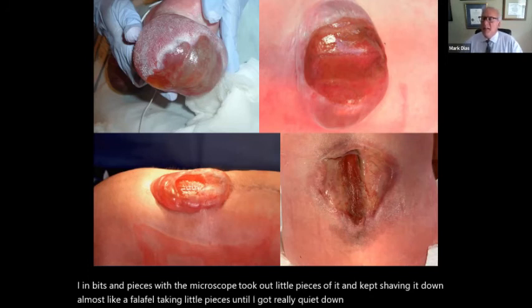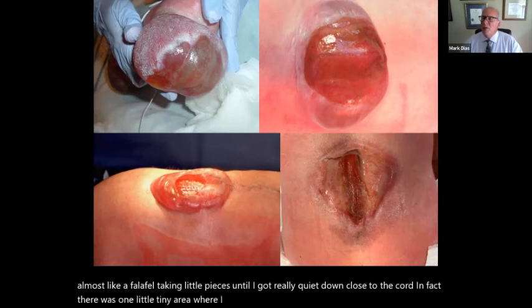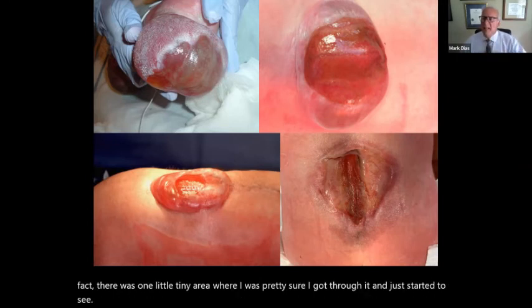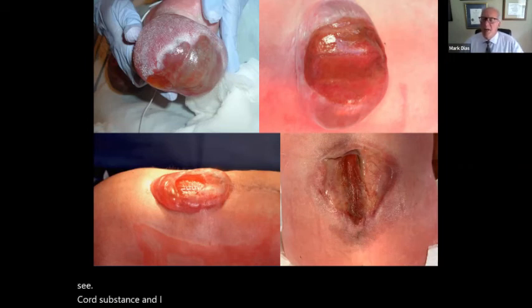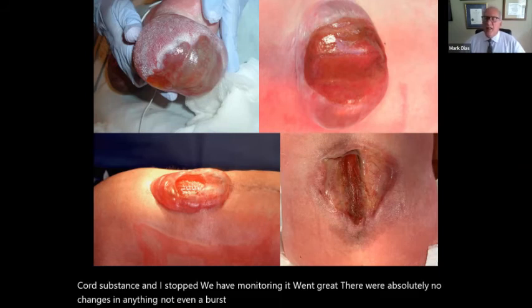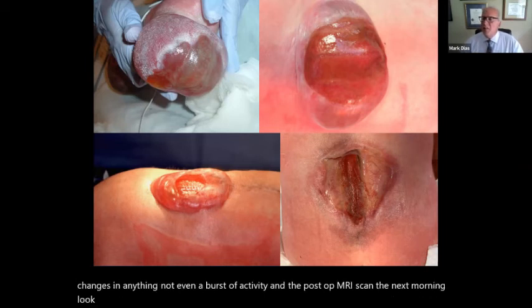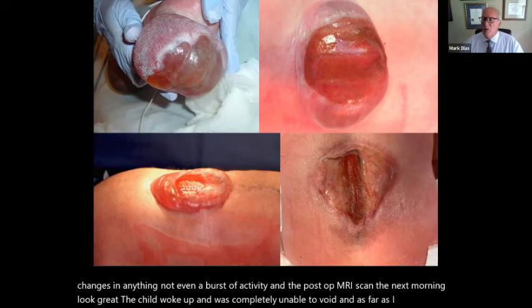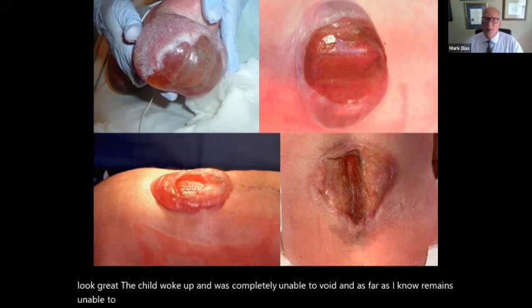In fact, there was one little tiny area where I was pretty sure I got through it and just started to see cord substance. And I stopped. We had monitoring. It went great. There were absolutely no changes in anything, not even a burst of activity. And the post-op MRI scan the next morning looked great. The child woke up and was completely unable to void. And as far as I know, remains unable to void and is on a straight cath regimen.